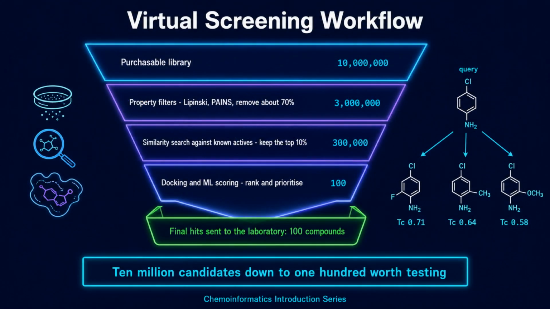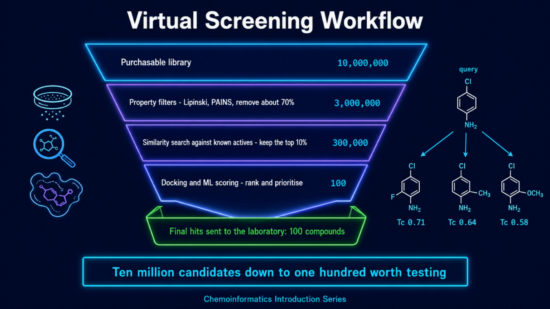Virtual screening is the application of these techniques to find drug candidates. Imagine starting with a database of 10 million commercially available compounds. First, we apply property filters like Lipinski's rules, removing 70% of compounds that are unlikely to be drugs. Next, we search for similarity to known active compounds, keeping the top 10% most similar.